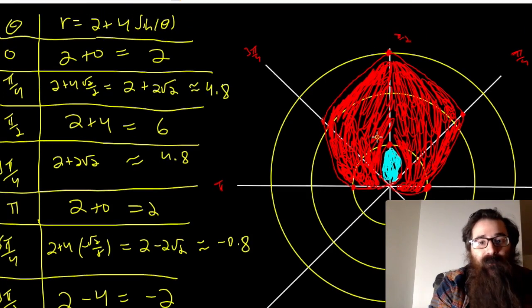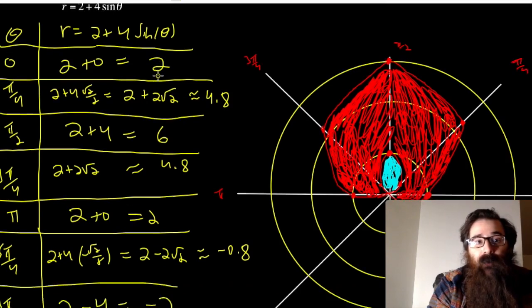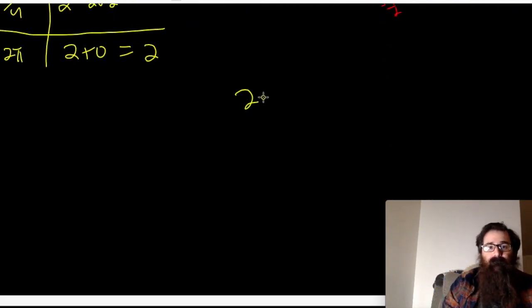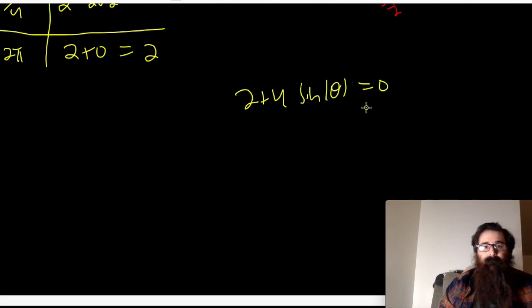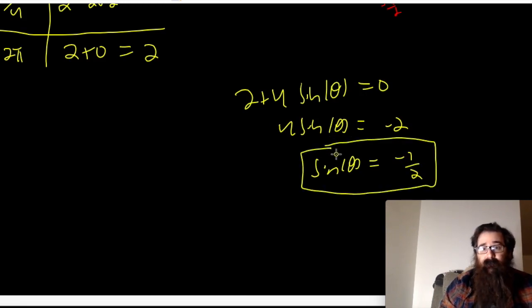So to find the bounds, where it's going to start and where it's going to end, I should be crossing through 0 for all of that. So we set r equal to 0: 2 plus 4 sine theta equals 0. If I solve this, 4 sine theta is negative 2. Divide by 4, so sine theta is negative 1/2. This is what I'm trying to solve, and there should be 2 values for this.